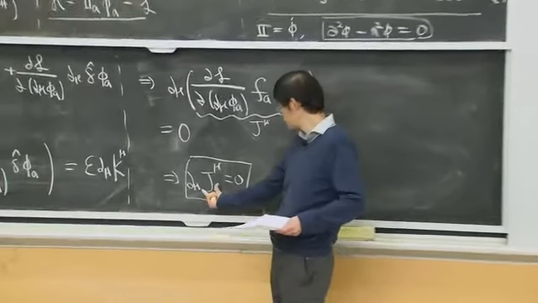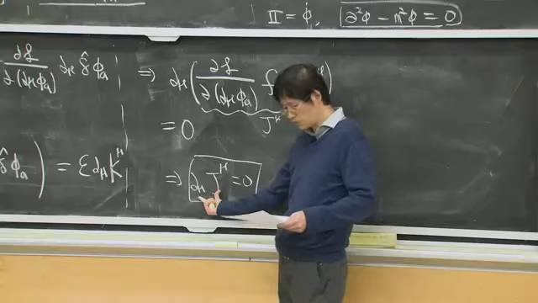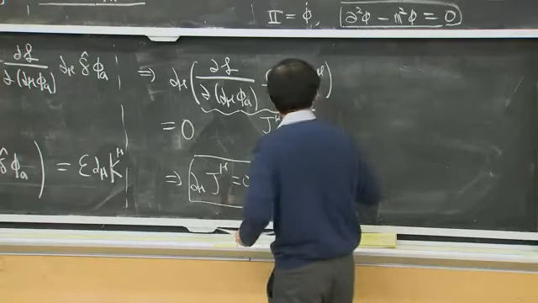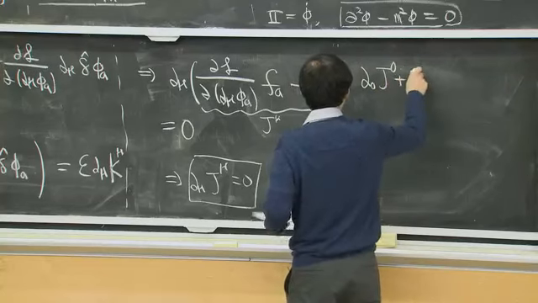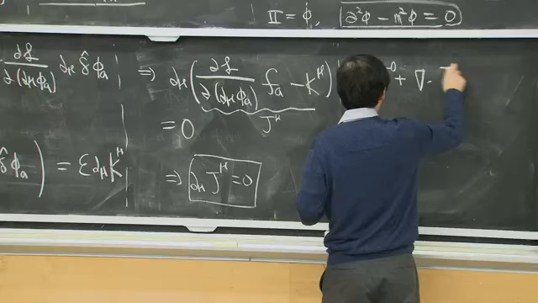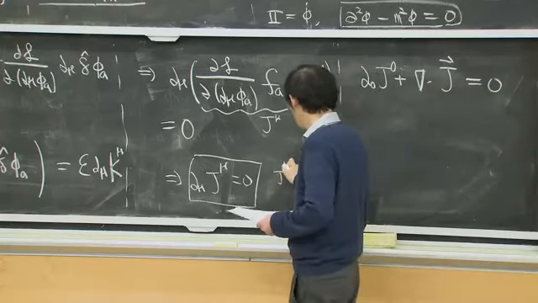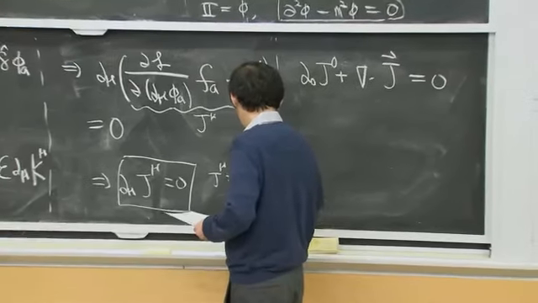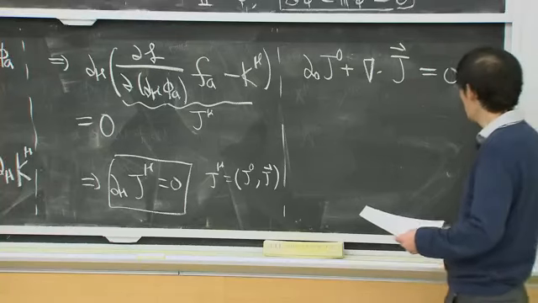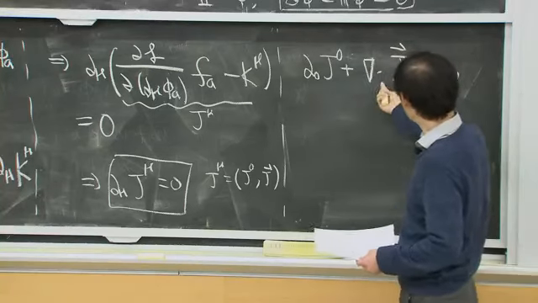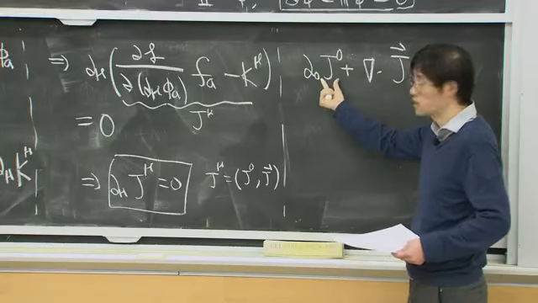So this equation you may have seen in E&M, which you often call the continuity equation. If you write this equation separately, it has the following form: partial_0 J^0 plus partial_i J^i, or the divergence of the spatial component. So J^mu, if we write it explicitly, then you have this form. So this is the so-called continuity equation, just the time variation of the density.